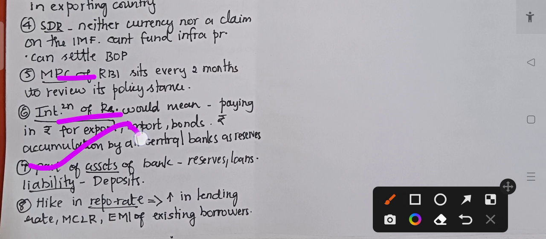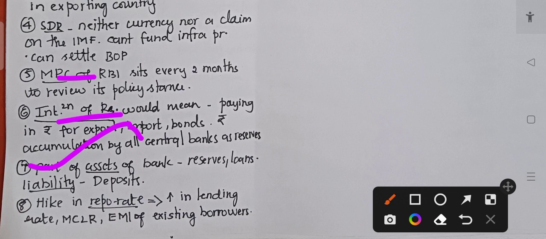And the next fact is about the assets of a bank. Assets are the loans which a bank gives and also the reserves it holds. What is the liability? All the deposits. We deposit money in the bank, right? That is a liability because the bank has to give it back to the people.